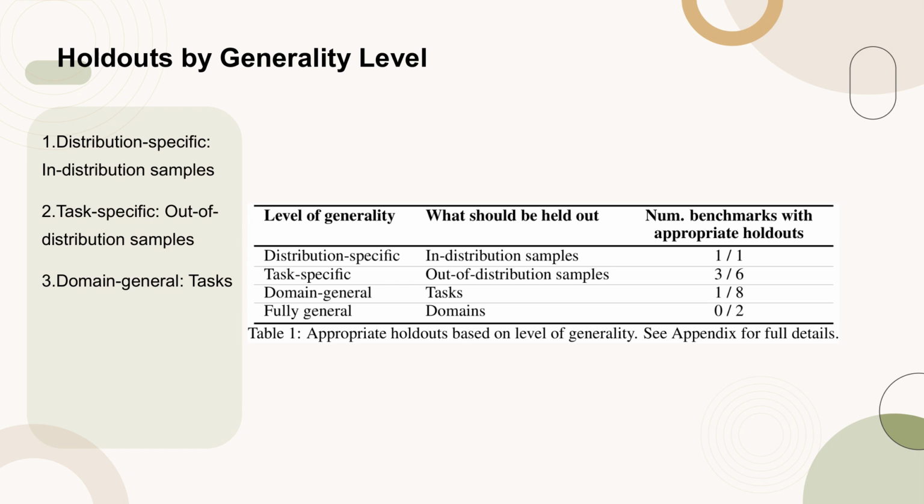Table 1 outlines the appropriate holdout sets for different levels of generality in agent benchmarks. For distribution-specific benchmarks, the holdout should include in-distribution samples. Task-specific benchmarks require out-of-distribution samples to account for potential distribution shifts. Domain-general benchmarks should hold out specific tasks to ensure the agent's ability to perform well on unseen tasks within the domain. The table also provides the number of benchmarks with appropriate holdouts for each level of generality.